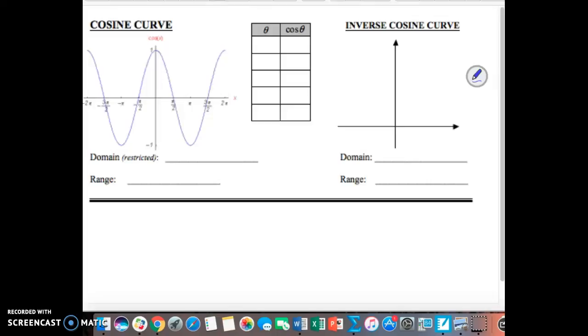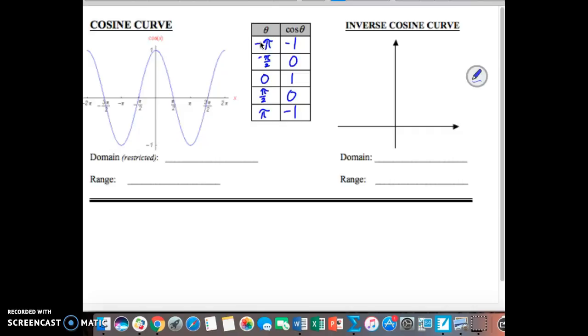Looking at our cosine curve, we know that when theta is negative pi, cosine of negative pi is negative 1. When theta is negative pi over 2, we have a cosine value of 0. At 0, cosine of 0 is 1. At positive pi over 2, cosine is 0. And finally at pi, we have a cosine value of negative 1.